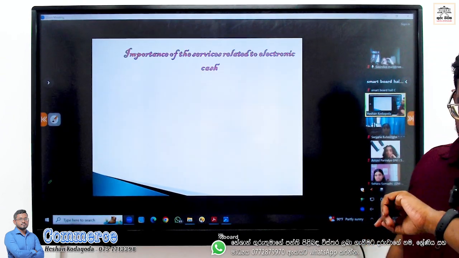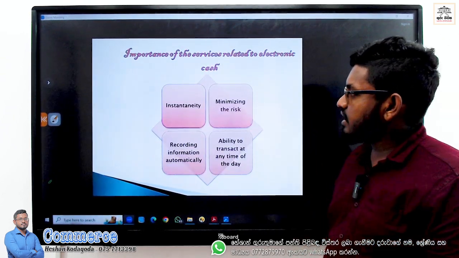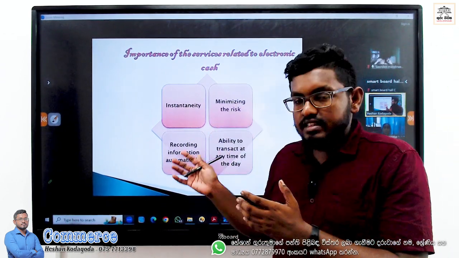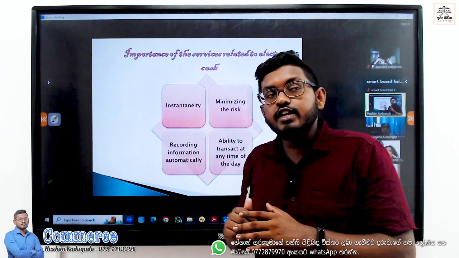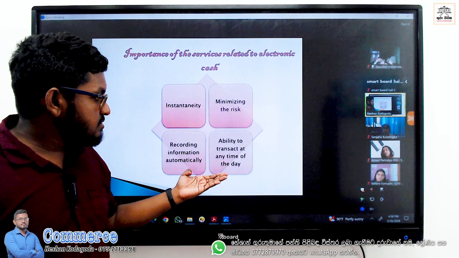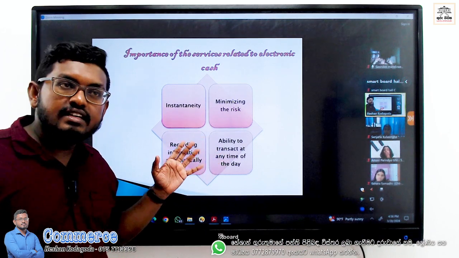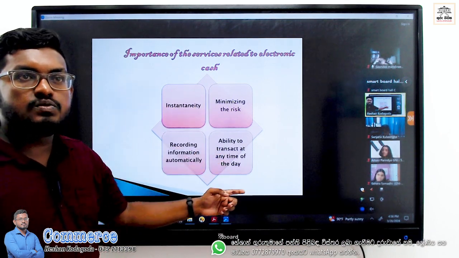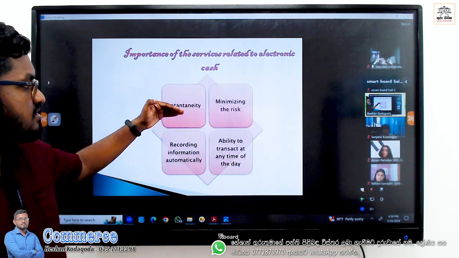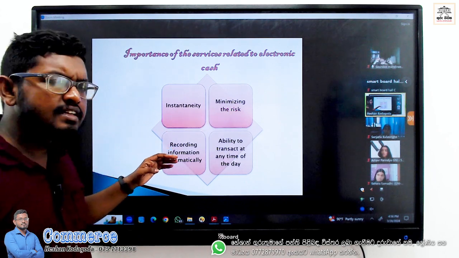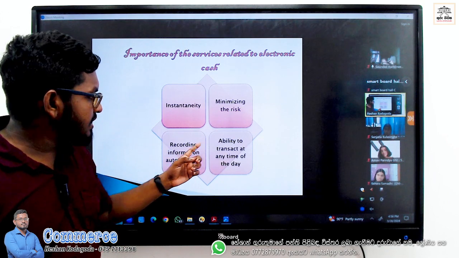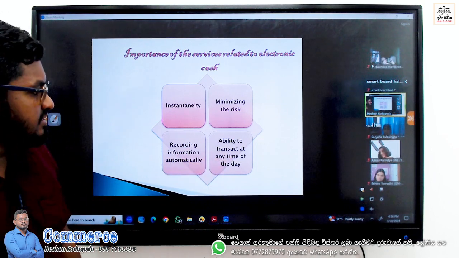So in here you can see what the limitations are, right? What I noticed, she explained more things than what is in the slide. It's really nice. When we are doing a presentation, we need to explain things more than in the slides. Clear, right? Like minimizing the risk, recording information automatically, able to transact at the time of the delay.